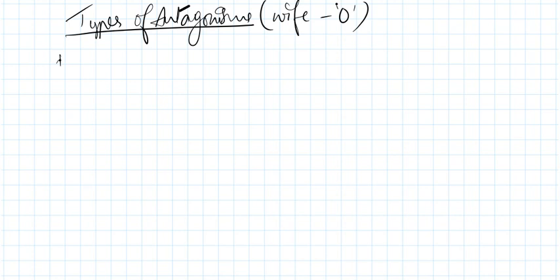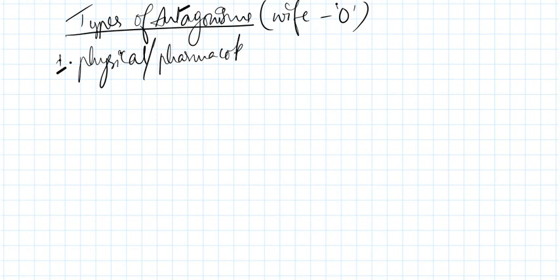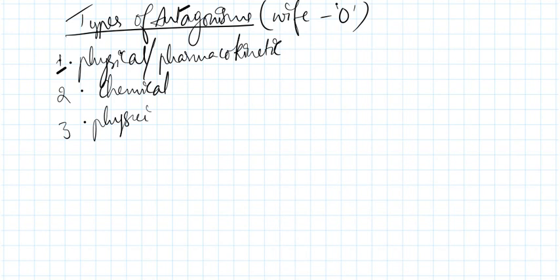One is physical or pharmacokinetic. Second one is chemical. Third one is physiological. And fourth one is competitive or pharmacological.